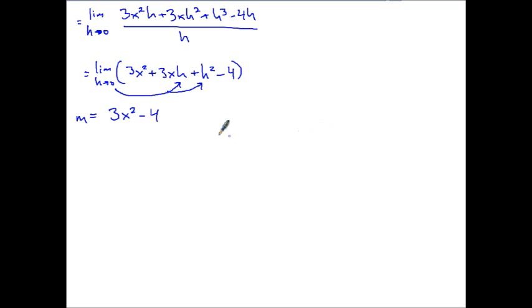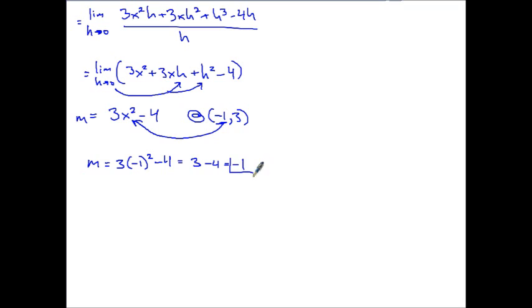Since we want our point to be at negative 1, 3, that's the x value that I want, so I plug it in for the x value here. The slope at negative 1, 3 is going to be 3 times negative 1 squared minus 4, which is 3 minus 4, or simply negative 1.